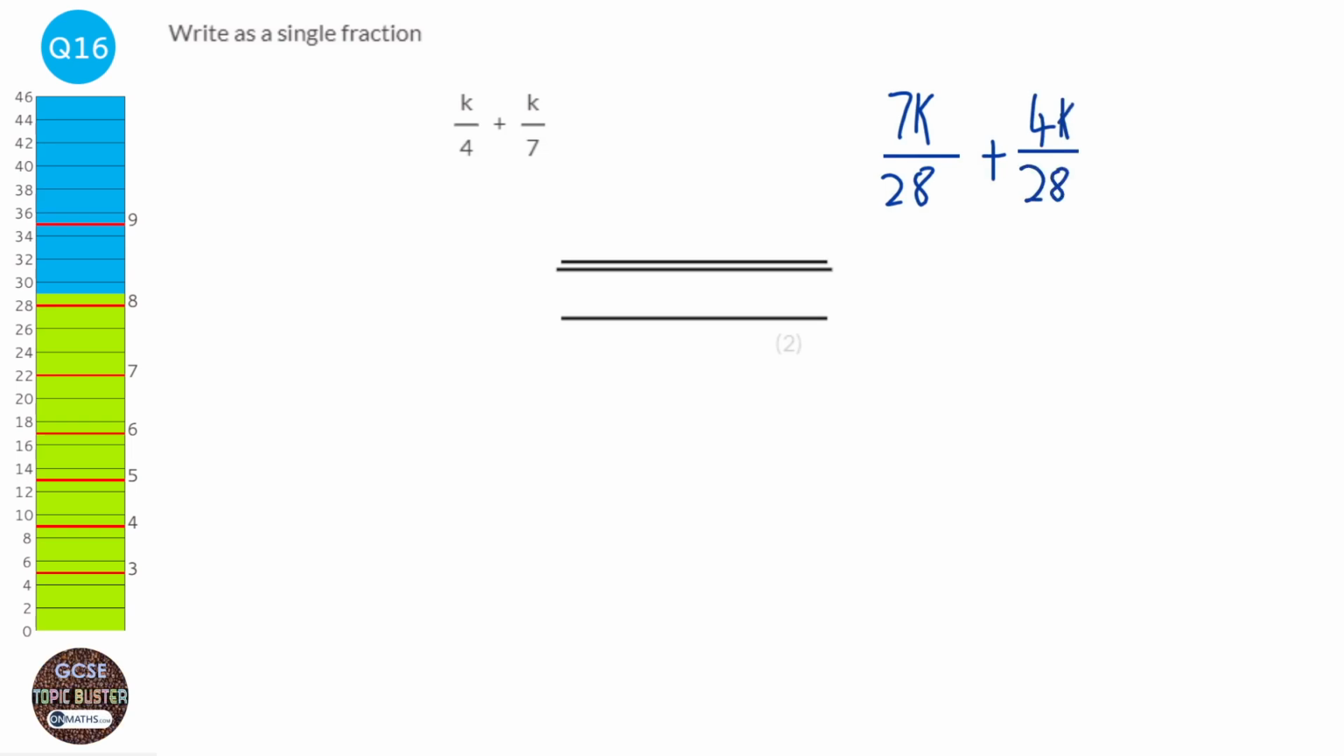Now, when the denominators are the same, we just add the numerators. And 4k plus 7k, or 7k plus 4k, will be 11k. And the denominator will be 28.